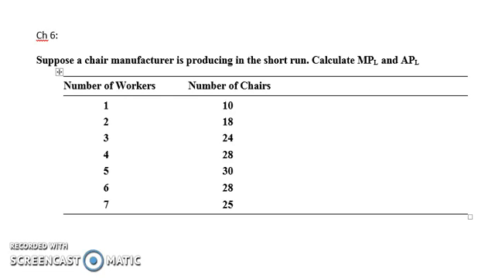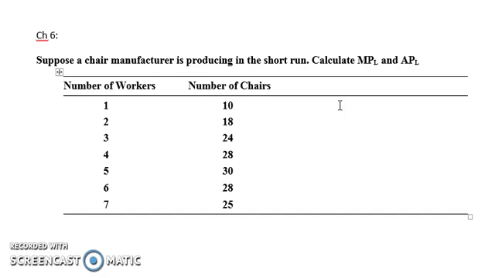So let's do a couple of examples of production. This is chapter 6. Here we have a chair manufacturer which is producing, and the question is to calculate the marginal product of labor and the average product of labor. To get the marginal product of labor, we know marginal product is the additional output as you add one more labor. Okay, so here we go.